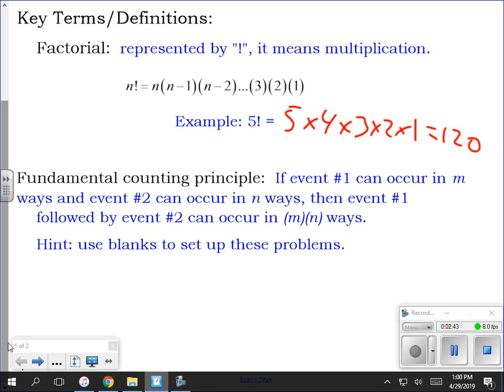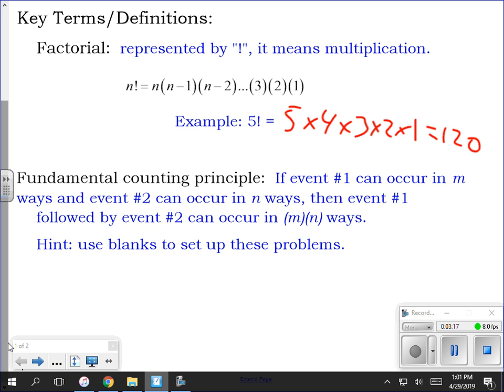The fundamental counting principle is also known as the Chinese menu theorem. Go to a Chinese restaurant and have their lunch special. 1 from column A, 1 from column B, and 1 from column C. How many times can I eat there without having the same meal twice? You take how many choices there are in column A, times how many choices there are in column B, times how many choices there are in column C. You multiply those 3 numbers, that's how many times you can go there without having the exact same meal twice. Okay, that's the fundamental counting principle.